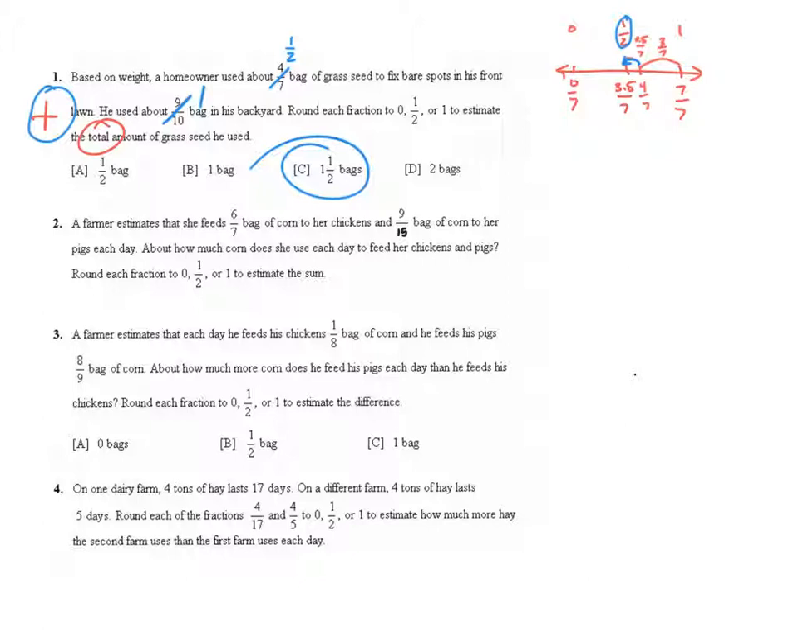Question 2 says a farmer estimates that she feeds 6/7 of a bag of corn to her chickens and 9/15 of a bag of corn to her pigs each day. About how much corn does she use to feed both the chickens and pigs? And again, this is going to be our total amount of corn, so this is going to be an addition problem.